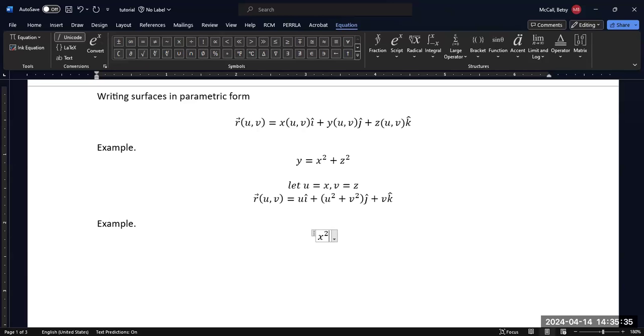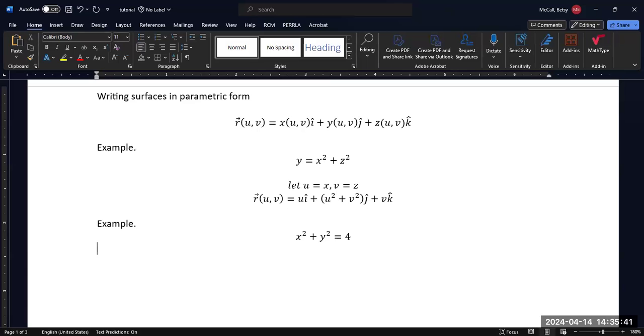Let's say we have x squared plus y squared is equal to, let's say, 4. Now, what kind of a surface is this? Well, the surface that we have here in two dimensions is a circle, but the z variable is not in the equation, which means it is free to be whatever it wants. So this is actually a cylinder as a surface.